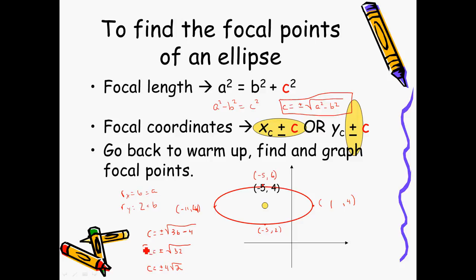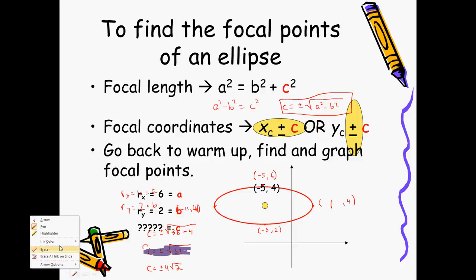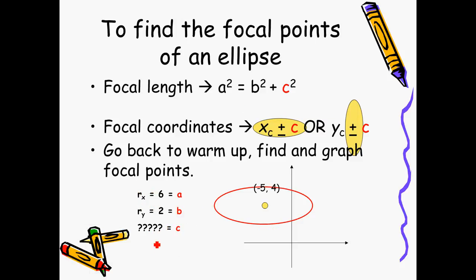Again, I am absolutely fine if you leave your focal length as plus and minus the square root of 32. So what I want you to do on your graph, though, is I want these graphed. C we just found to be plus or minus the square root of 32, which is the same as plus or minus 4 root 2.